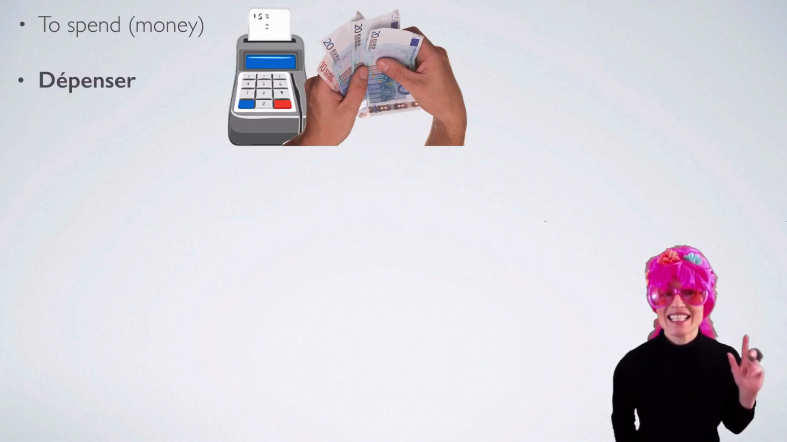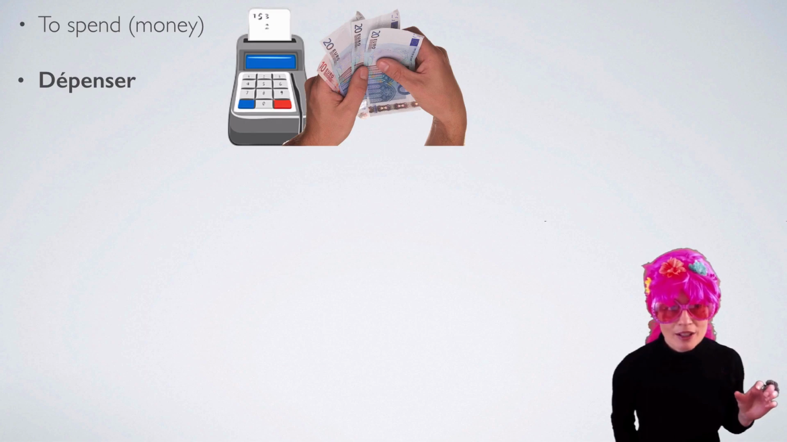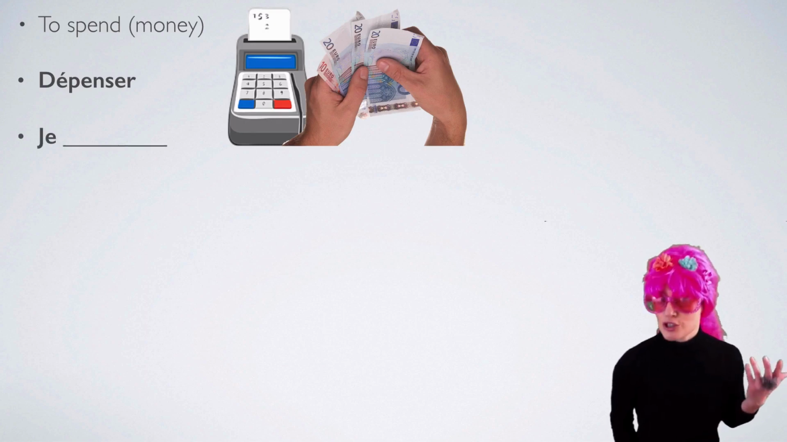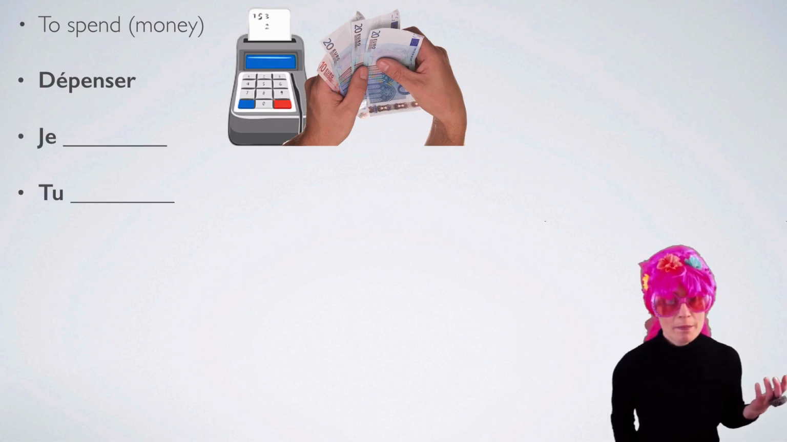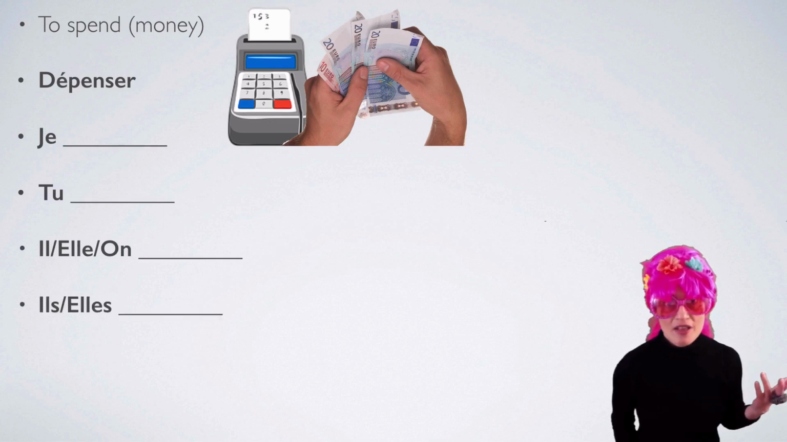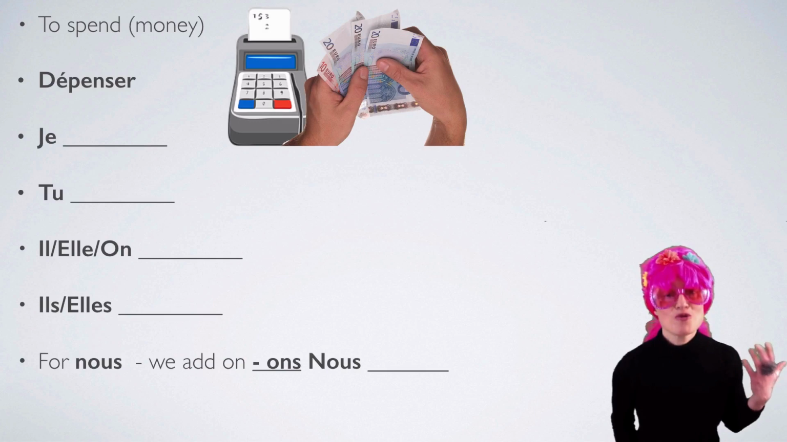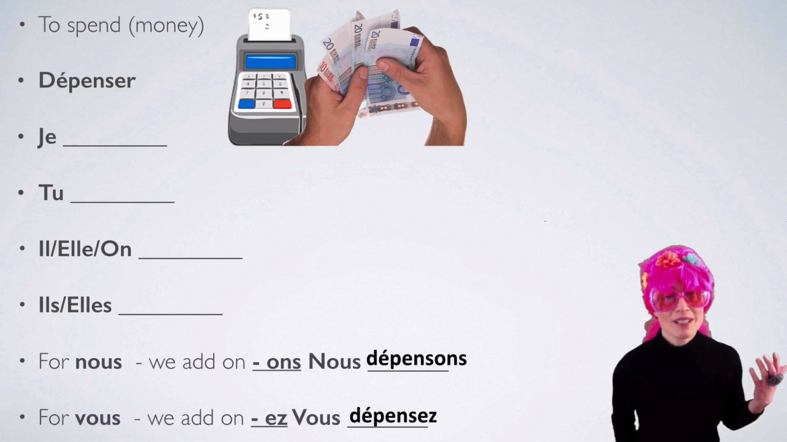To spend money, not to spend time because that's passé. To spend money is dépenser. Think of a cash dispenser. Dépenser. You can even make spend in those letters. Je dépense. Tu dépenses. Il, elle, on dépense. Il, elle, they dépensent. Nous dépensons. Vous dépensez.